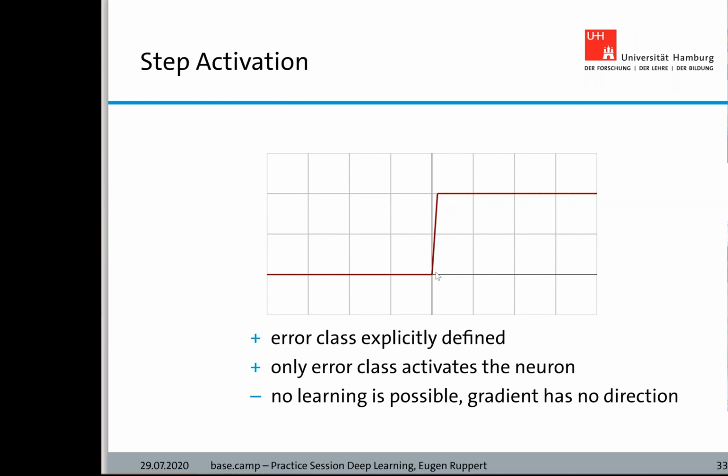When you're making an error and otherwise it's just 0. This could work, but actually it does not. So you cannot do a derivation on this one. So if you're here, you do a derivation, this is 0. So you do not know whether you need to push it into this direction or this one. So this is not good.